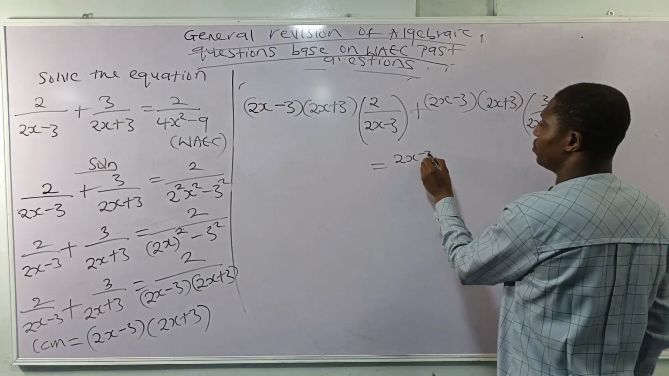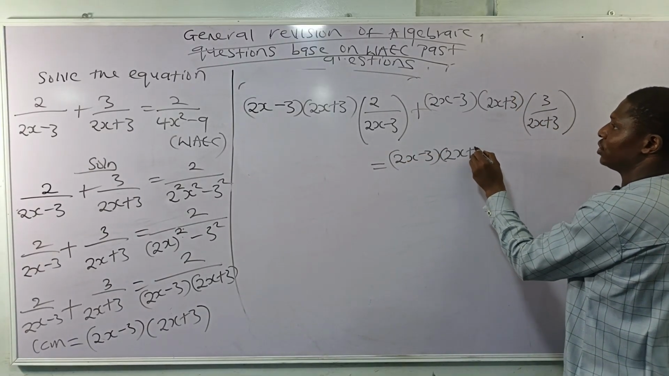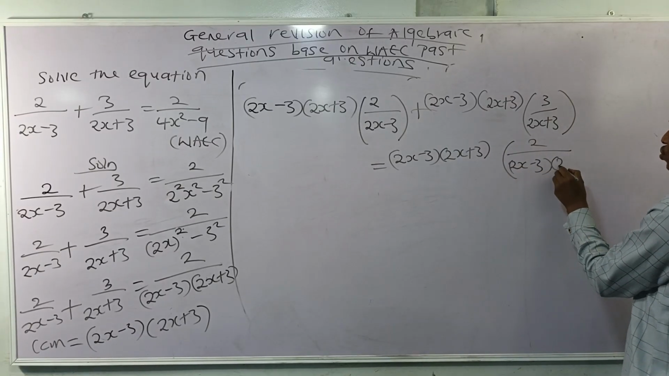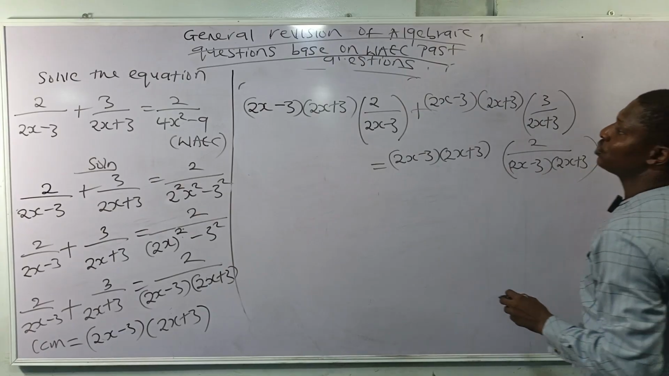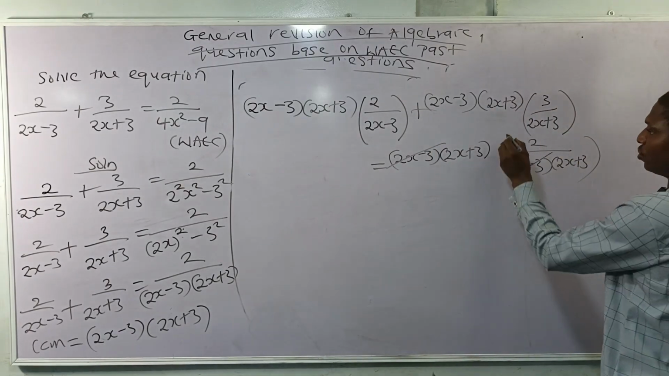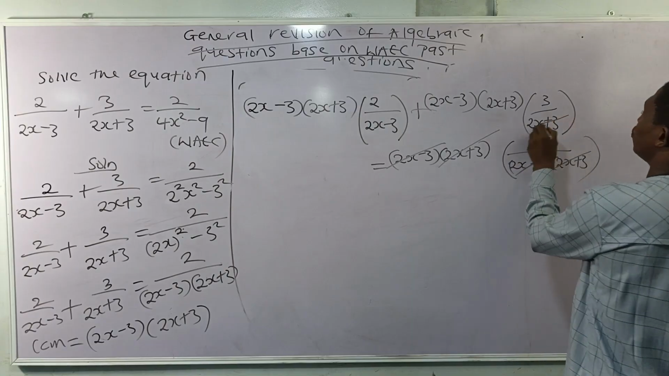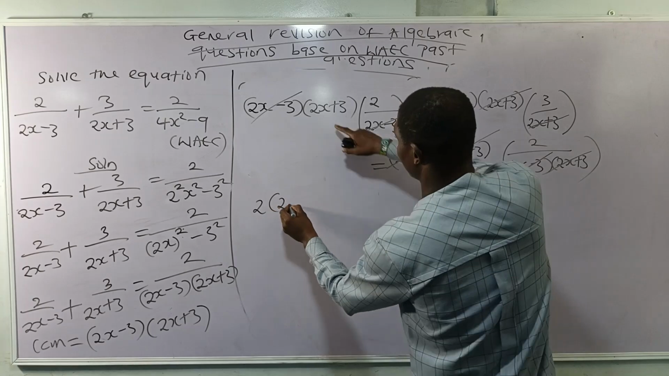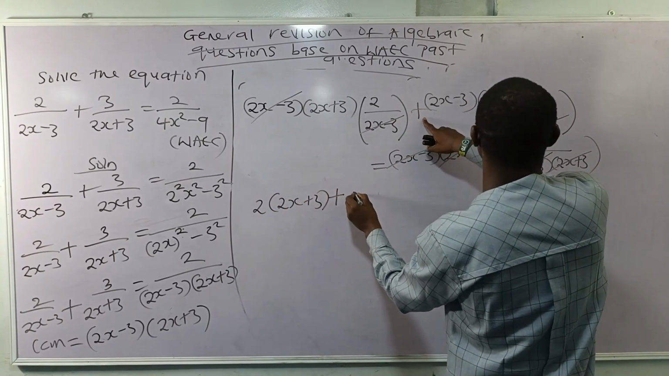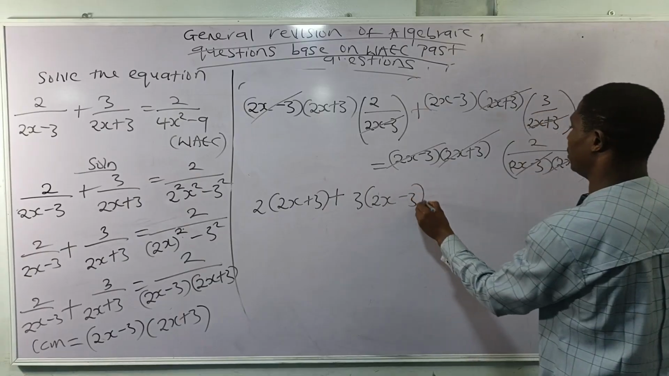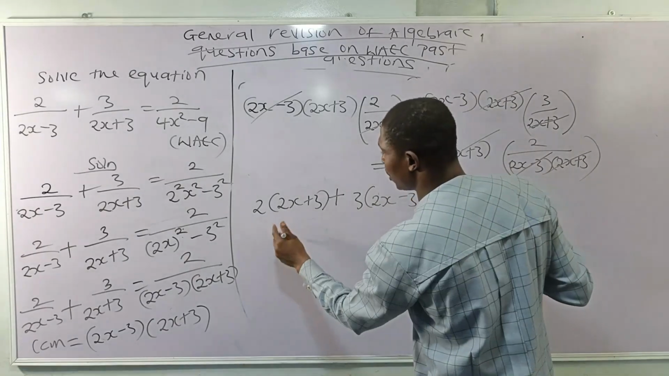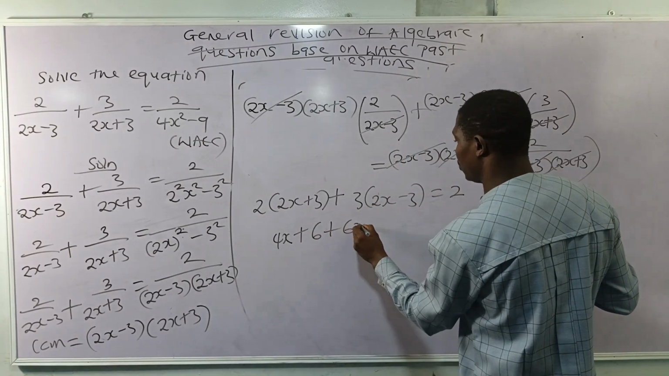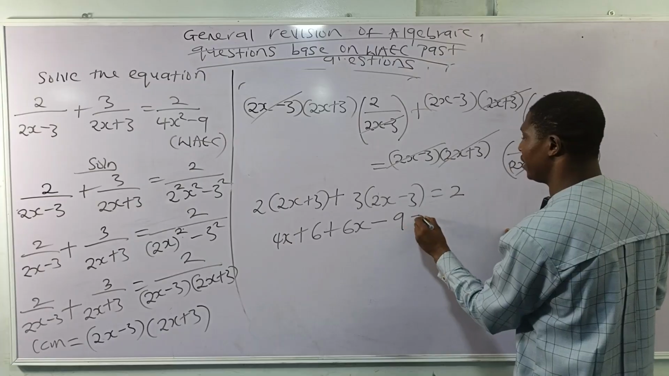I have my 2x minus 3, I have my 2x plus 3, multiplying 4 all over 2x minus 3 and 2x plus 3. So we see that 2x minus 3 cancels 2x minus 3, and 2x plus 3 cancels 2x plus 3. So I have 2 brackets 2x plus 3, plus 3 bracket 2x minus 3 equal to 4. Now 2 times 2x is 4x. Attach my x. 2 times 3 is 6, plus 3 times 2x is 6x, plus minus 3 times 3 is minus 9, equal to 4.